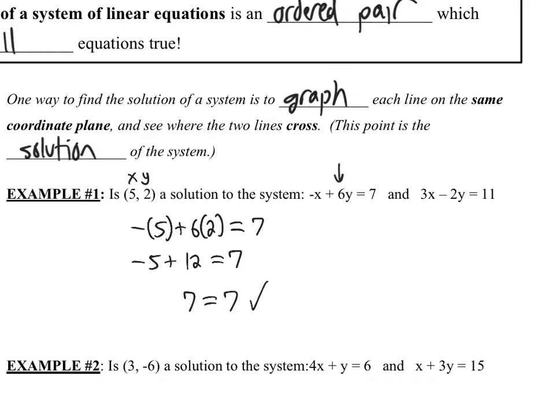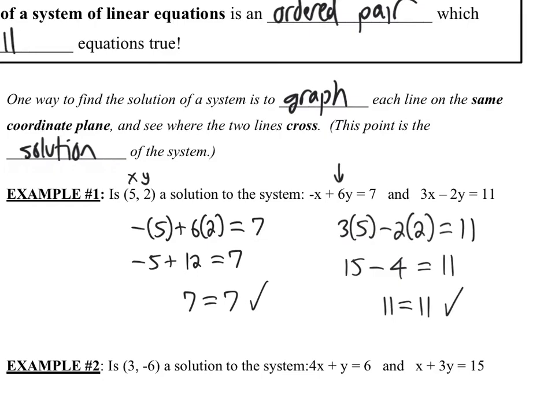Let's check the second equation now. So now we have 3x - 2y = 11. So we're going to plug in 5 for x. So we have 3 times 5 - 2 times y, which is 2, equals 11. Now, in PEMDAS, we do multiplication first. So 3 times 5 is 15. -2 times 2 is -4, equals 11. And what's 15 minus 4? And does 11 equal 11? It does. So what we're going to write for this is that point is a solution. And because it's a solution, that's going to be where it crosses on the graph. If you were to graph these two lines, this is where they would cross, at (5, 2).